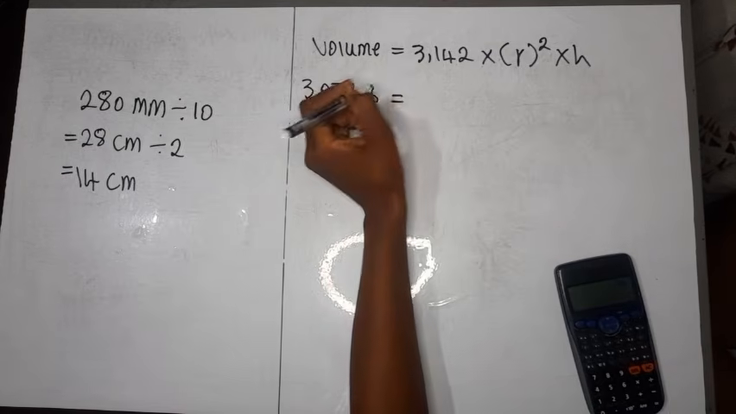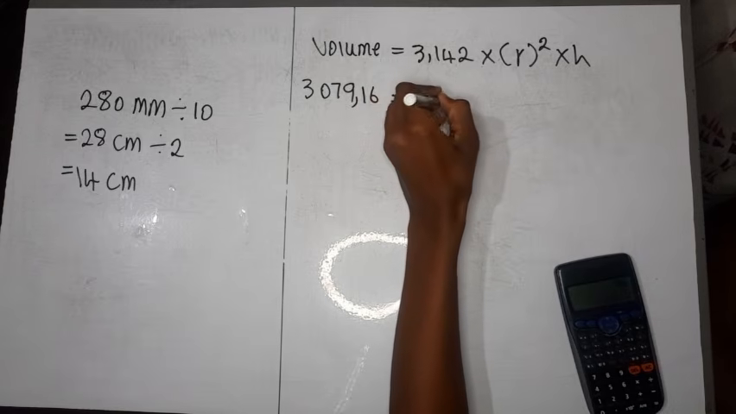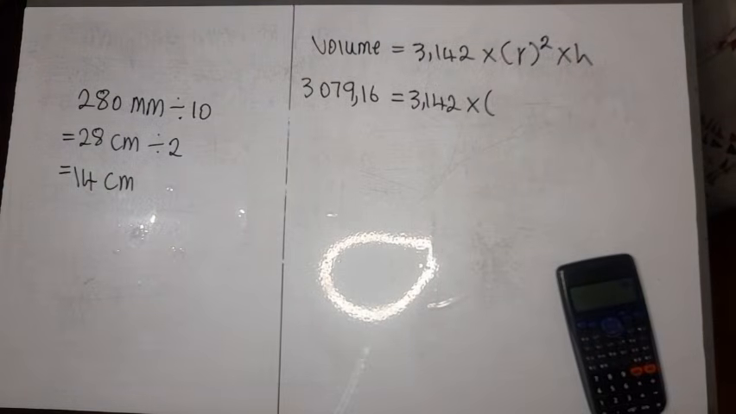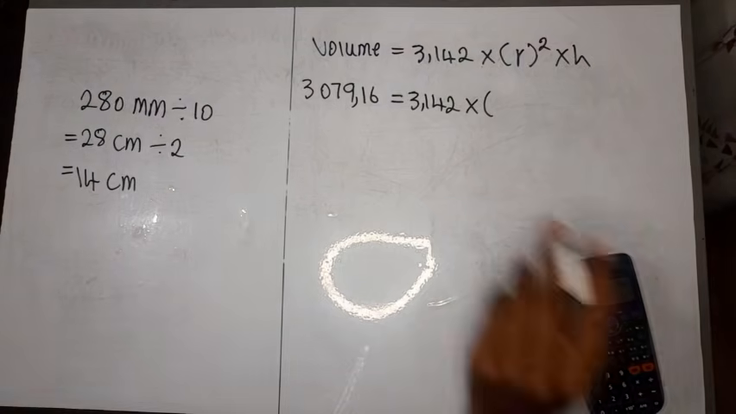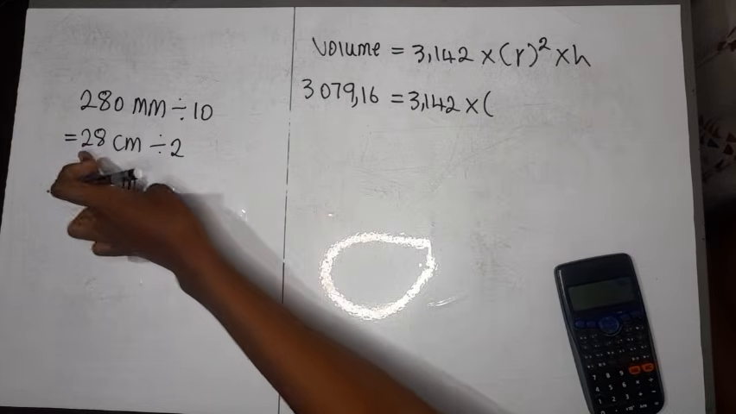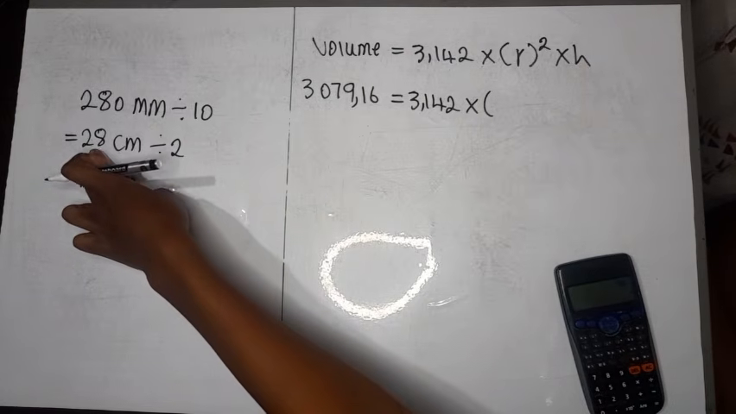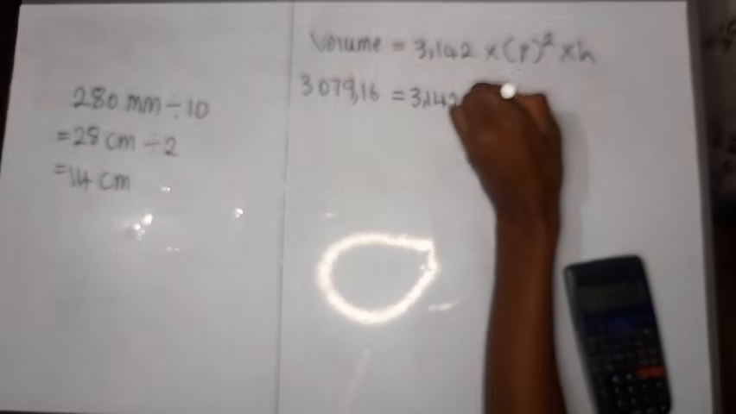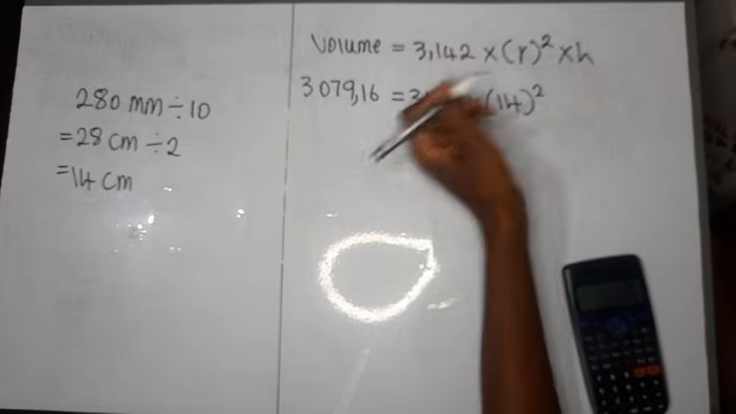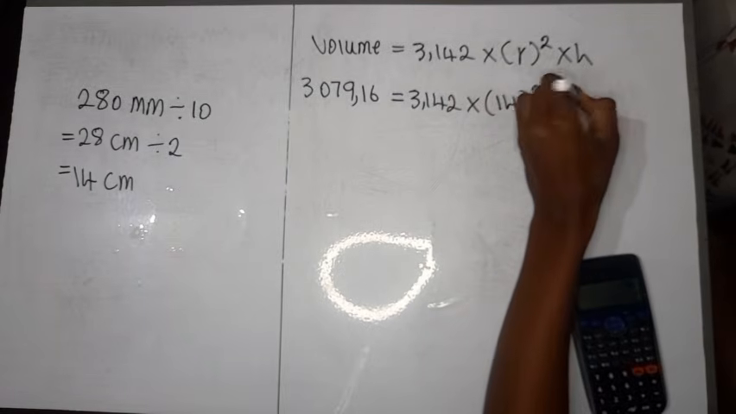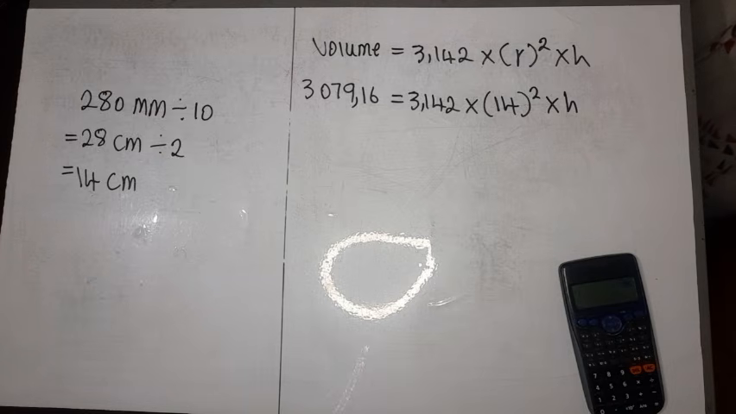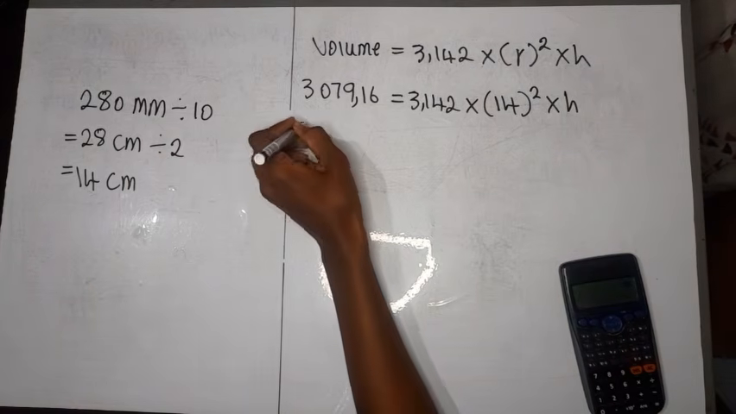So we're going to take the capacity and put it on the volume here, and our capacity is 3079.16 equals 3.142, which is the pi, multiplied by, and then in brackets our radius. Remember that we have already calculated the radius in the previous step: 28 centimeters was our diameter, and we divided by 2. It gave us 14 centimeters, which is our radius. So we're going to put 14 here, squared, multiplied by h for height, which is what we are trying to determine.